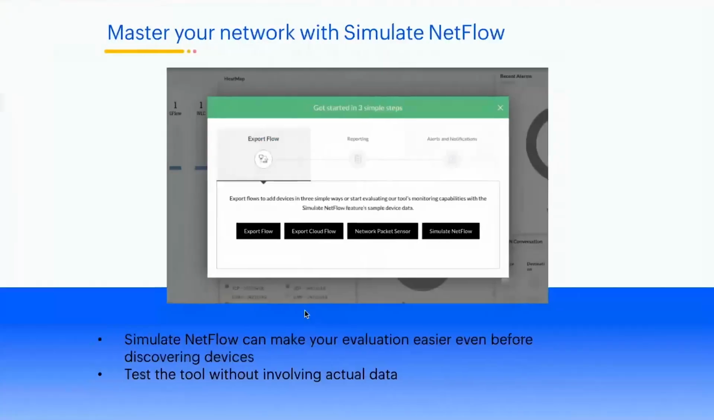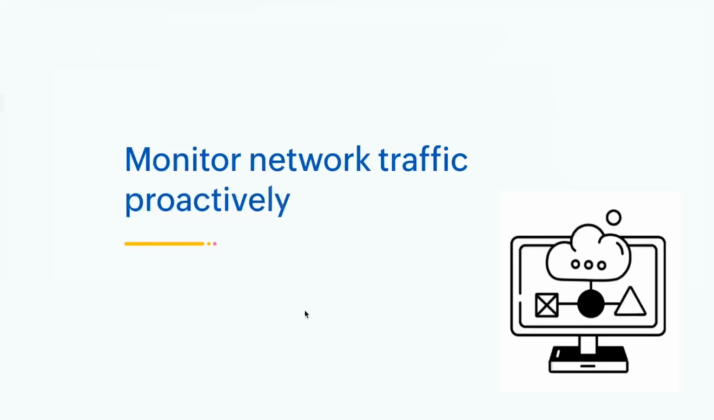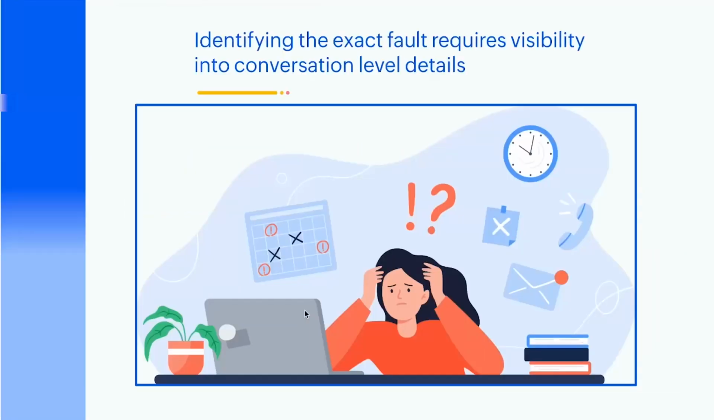Our next topic for the session is monitor network traffic proactively. To understand this better, let's discuss a real life scenario. Sarah is a chief IT admin at an MNC with her team. Sarah's responsibilities include maintaining hardware and software throughout the network. Sarah's primary goal is to ensure optimal performance and reliability of the organization's network infrastructure. She aims to identify and address network bottlenecks, latency issues, and security threats proactively.